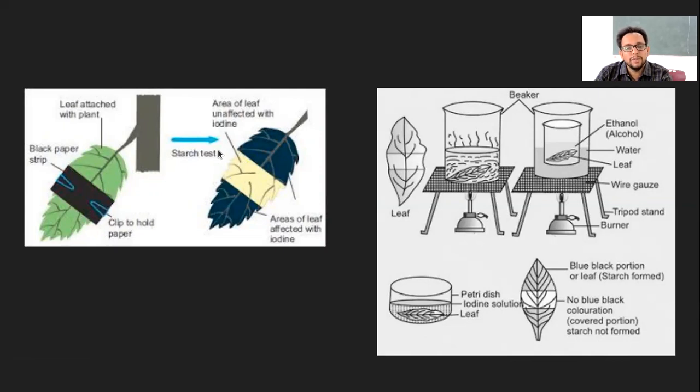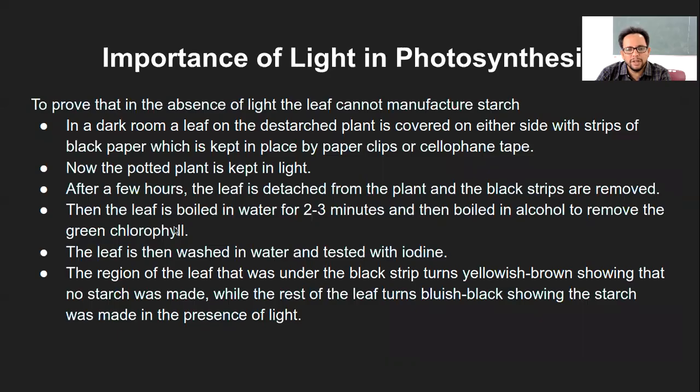Now how do we check this? We check it through a starch test. So what is the starch test? There is a chemical reaction that happens between iodine and starch. So when we pour iodine onto a starch-containing substance, like what is present now in the leaves, that will give a certain color, right?